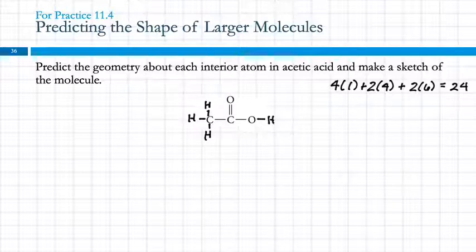So we count the bonds first, and we're kind of cheating because they already told us there's a double bond here. 2, 4, 6, 8, 10, 12, 14, 16, 18, 20, 22, 24. Just filling in the octets. Oxygen was the only one that didn't have an octet. So that's the Lewis structure.